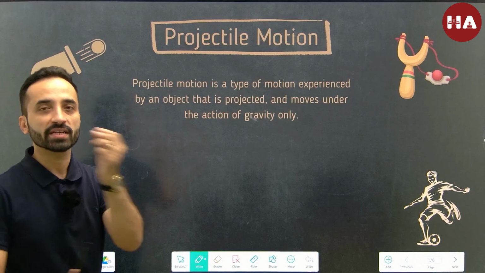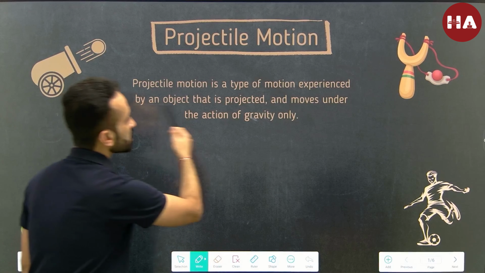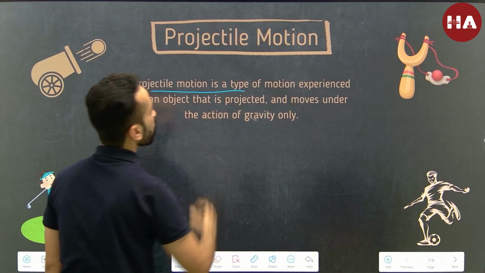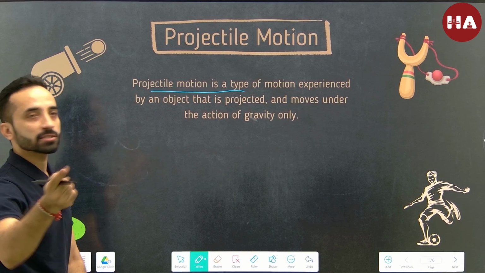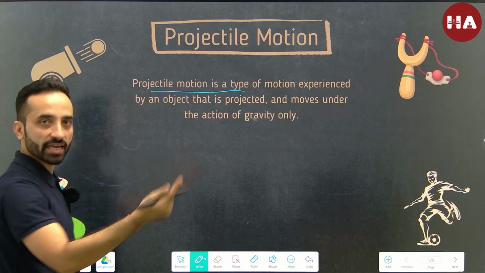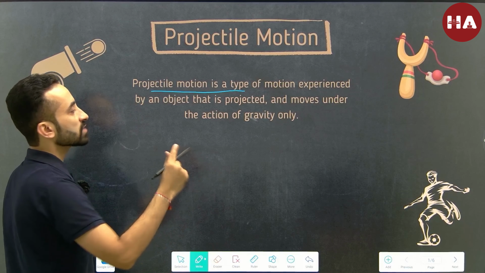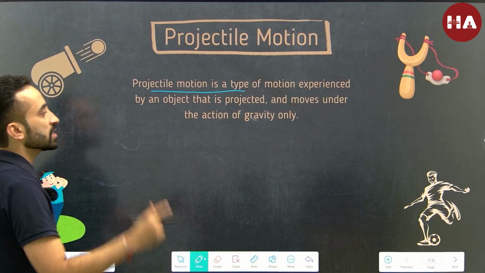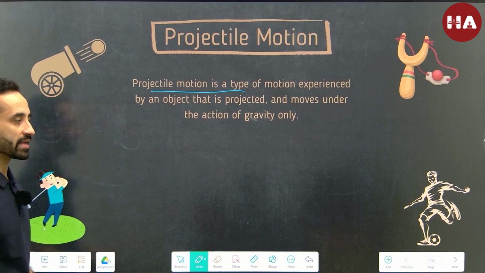You can just quickly write one line definition. Projectile motion is a type of motion experienced by an object that is projected and moves under the action of gravity only. You may write that.